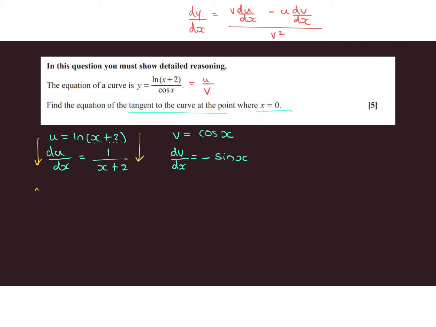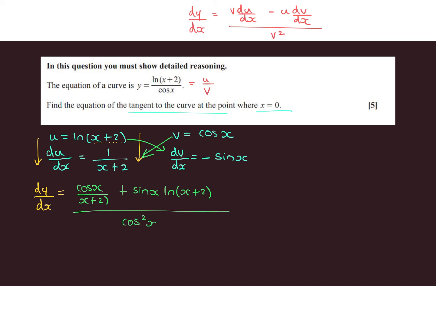So we can now put together dy by dx, which is v times du by dx, so the product of these two. So that's cos x over x plus 2 minus the product of these two, so that's a minus minus, so that will be plus sine x ln x plus 2, and all of this is over v squared, which is cos squared x.